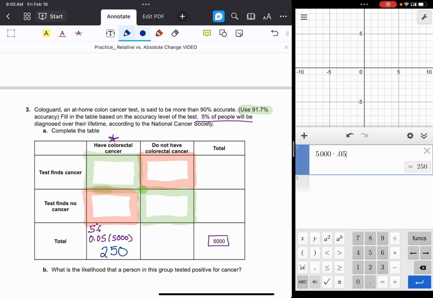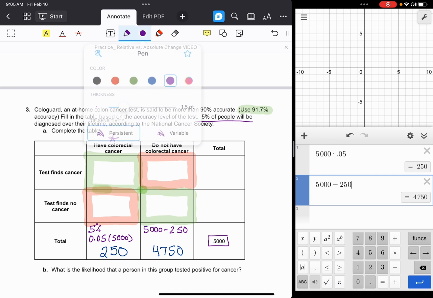Now, you either have colon cancer or you don't have colon cancer. So everyone else then would not have colon cancer. So we're going to do 5,000 minus 250. So that comes out to 4,750 who don't have colon cancer. And just so you know where I got that number from, I like to show my little steps out here. All right, so we have our totals in each column. Now we're going to use these totals to then fill in the boxes above.